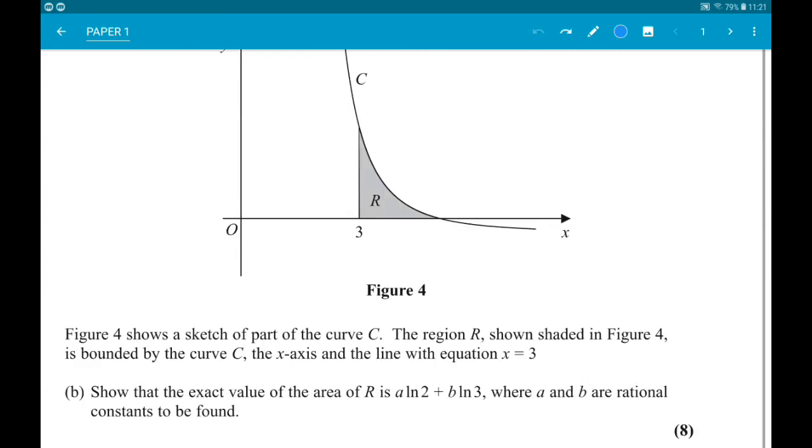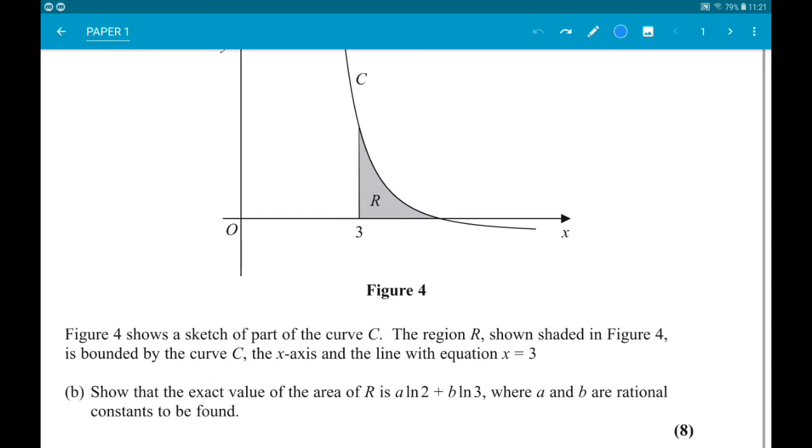Okay, then next up, we have part of the graph with this shaded region R bounded by the curve, the x-axis, and the line x equals 2. Our job is to show the exact area of R is a log 2 and b log 3, where a and b are rational constants to be found. Alright, so we're going to need to integrate y between x equals 2 and the other limit.